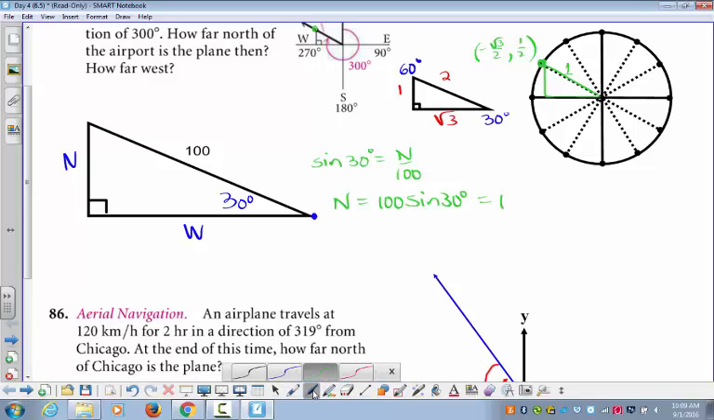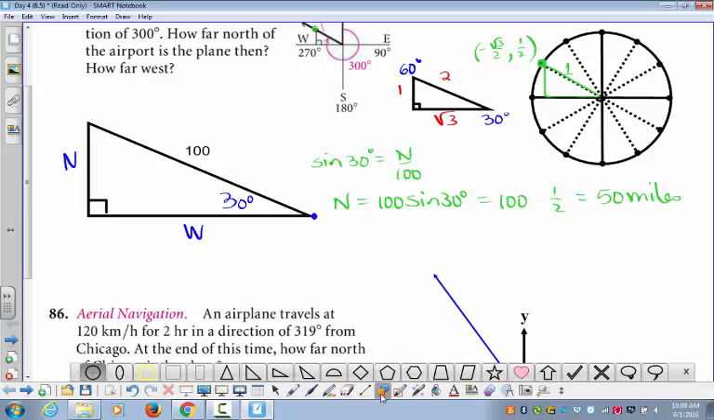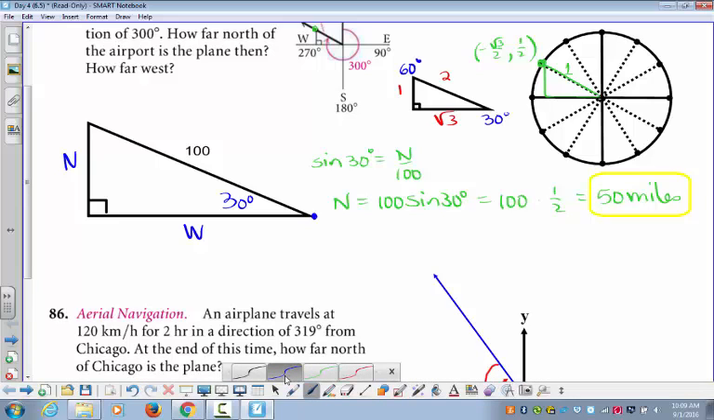Regardless, we get 100 times 1/2. And that will be 50, and our units are miles, I believe. I'll assume miles for now. If I'm wrong, I'm sure you'll tell me. So, and that's north. Let's make sure that that's clear. So this is north of the airport. And then west of the airport's this other dimension.